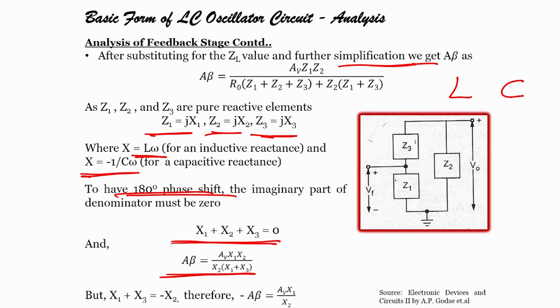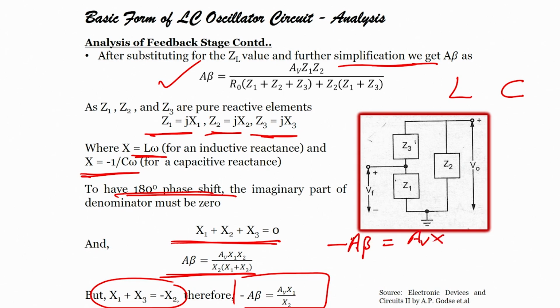So, what will we have? You see, this is the same equation, A into beta, just replacing Z1, Z2, Z3 by x1, x2, x3. But x1 plus x3 equals minus x2, right. Therefore, minus A beta will be equal to minus AV by x2. So, minus A beta we will derive as AV into x1 by x2, correct. If x1 plus x3 equals minus x2, we can have minus A beta equals AV into x1 by x2.